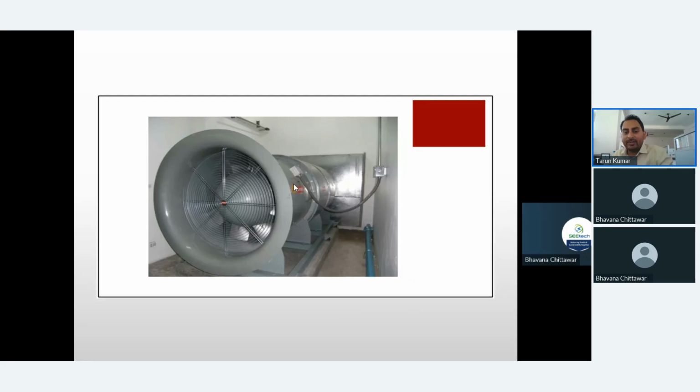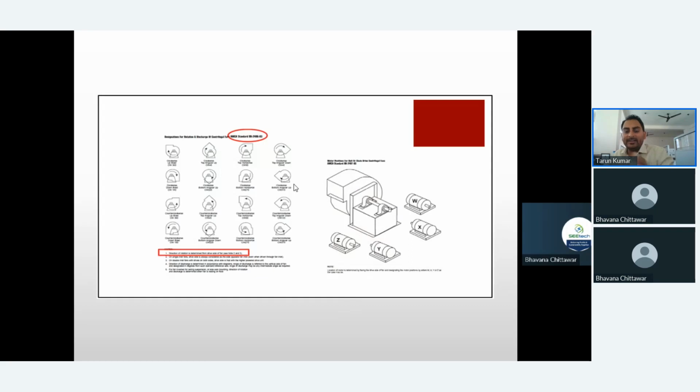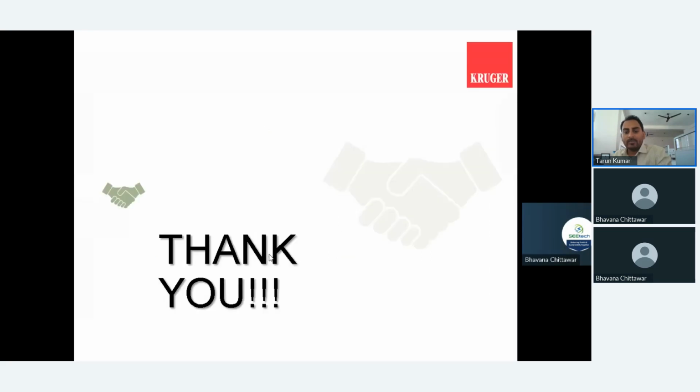At the same time, when we go for the axial fan, we should go with such an arrangement where your duct is always straight. And here are the orientation details, which are available from Kruger and almost all the manufacturers. So try to take the right orientation for your fan to get the maximum efficiency from it. So that's all from my side on system effect. Thank you so much. If there is any further query on system effect, we can answer that.